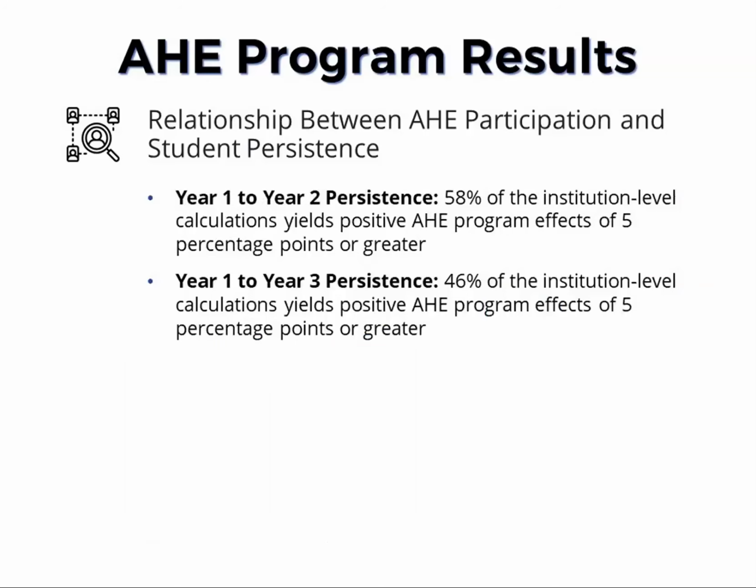And just to give you a sense of how large the differences in persistence were for AVID versus non-AVID students, for year 1 to year 2 persistence, freshman to sophomore, 58% of the institution level calculations yielded effects of 5 percentage points or more. In year 1 to year 3, 46% yielded effect sizes of 5 percentage points or more. And that's important for the students in terms of their own matriculation across their college career, but it's also important for the institutions in terms of revenue and tuition and keeping the students that they already have at the school.